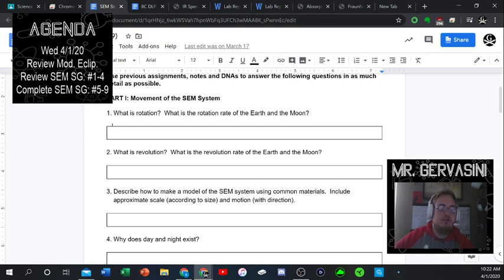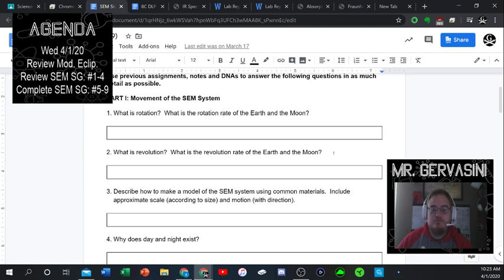What is the revolution rate of the Earth? Earth takes 365.25 days. That's why we have a leap year every 4 years. We add in that quarter day, otherwise our calendar would get off sync. You'd start celebrating different days at different times of the year. Seasons would get out of whack with the calendar. It's not what you want. So you had to add in that extra day every 4 years.